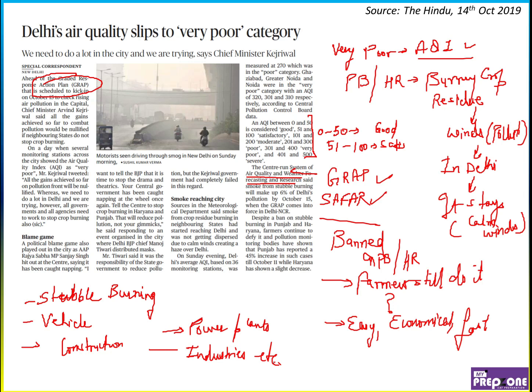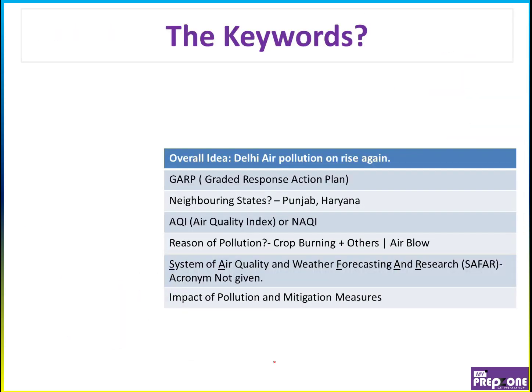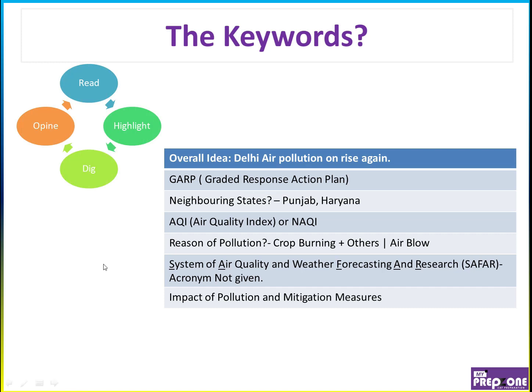So let us see what we have so far understood. These are our keywords. What did we do? We read, we highlighted, we dug, and we will eventually opine. Okay. Now, when I say that these are my keywords, I need to understand what these keywords are. So what we have done so far, GARP is something that we need to understand.